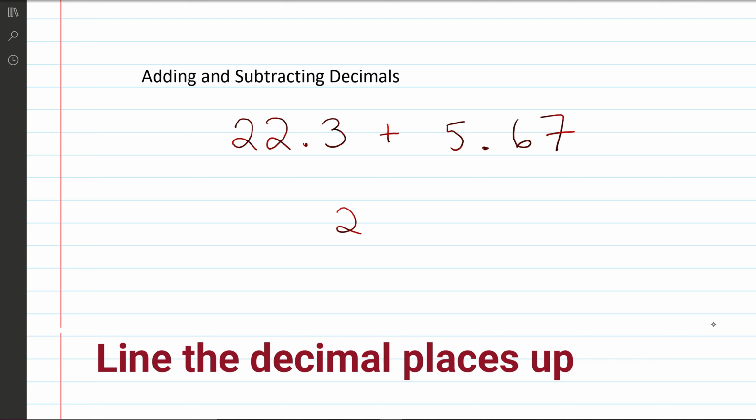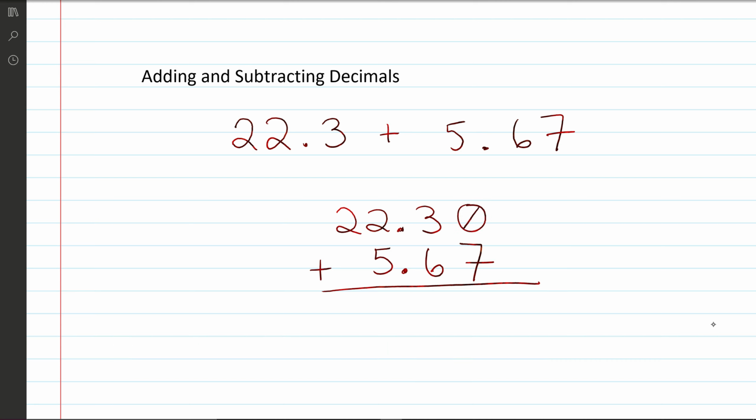Alright, so I said that the key here is to understand that we line the decimal points up. So I would line the 5 under the 2. The decimal points line up. That 6 is in the tenths place, so it goes under the 3 that's in the tenths place. And the 7 is in the hundredths place, so it goes to where the hundredths place would be for the 22 and 3/10. And if you chose to, you could add a placeholder of a 0 there, because 22 and 3/10 is the same as 22 and 30 hundredths.